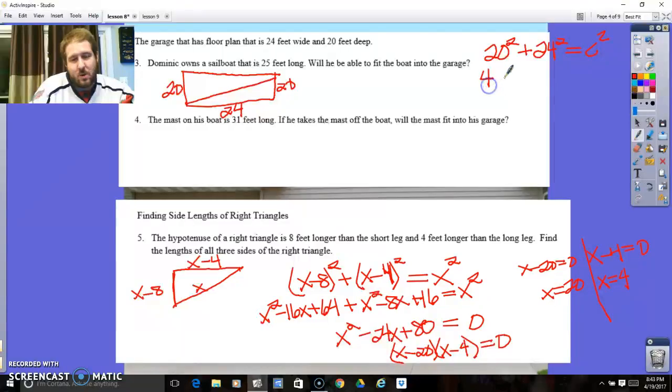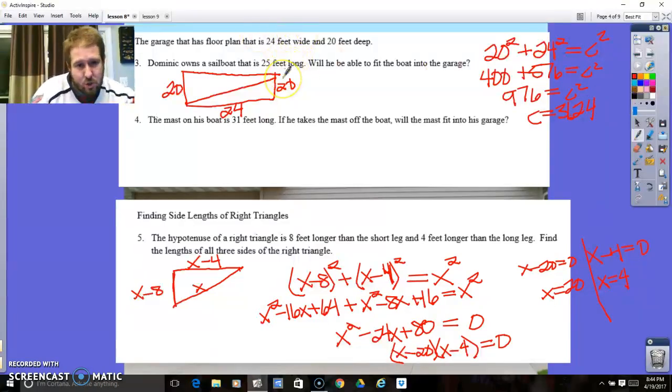20 squared is 400. 24 squared, back to my trusted calculator. I should know that by now. I've done it a couple times. It's 576. Equals c squared. Add those two together, you get 976. What's the square root of 976? Try that again. 31.24. Great. C is about 31.24.